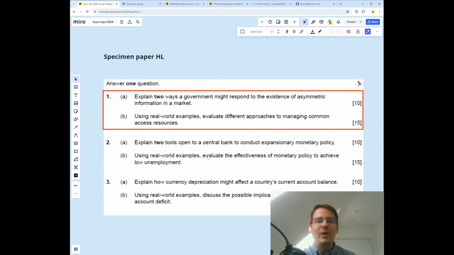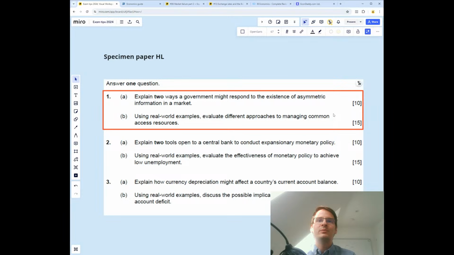There are always students who do part A of question 1 and then part B of question 2. Don't be that student. I know it sounds very dumb, but every time there are students who do that. In that case, the examiner has to mark the answer. Maybe the student gets 8 out of 10 for part A, and then let's say for part B of question 2, they get 10 out of 15.